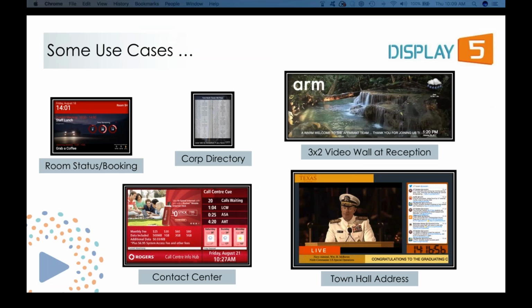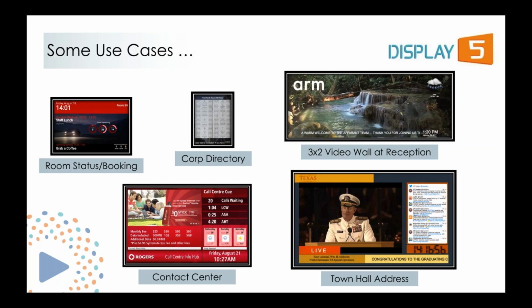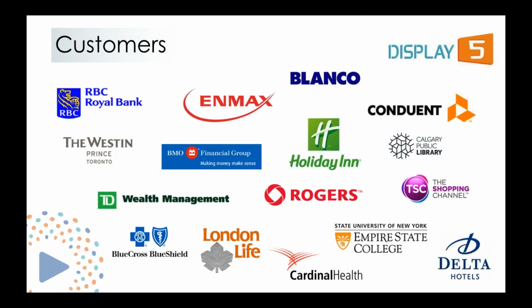Okay, I'm going to go back to the PowerPoint now. Some of our customers, and I'm not going to talk in detail about any of them, but for example, Royal Bank does town halls as well as digital signage. Empire State College does digital signage, and they're integrated to Kaltura, which is one of the video on-demand platforms I'll talk about. Room booking at London Life and Calgary Public Library. Various customers deploying our platform in different ways. And the nice thing is, if they start in one area, they can build onto it as their requirements change.